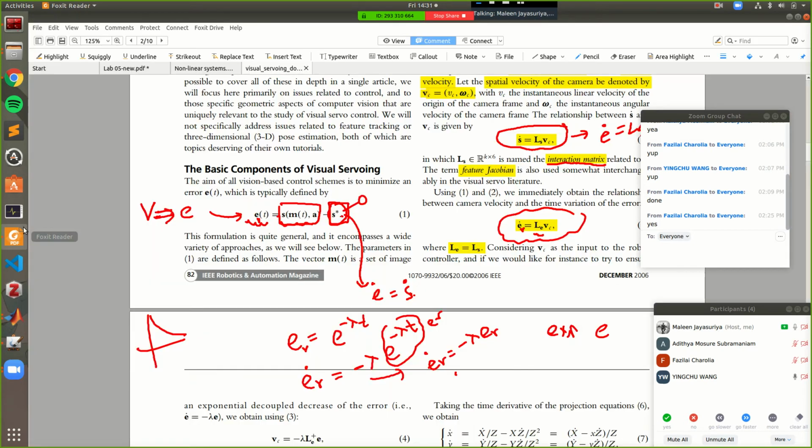That's what this L matrix is, right? It shows a relationship between the camera velocities and how those features are changing. So this is something we can figure out based on what our features are. We'll get to that. But on a higher level, what we ultimately want is the relationship between this VC and the error. That's what we are trying to derive first. If we find that relationship directly, we can use that to control it.